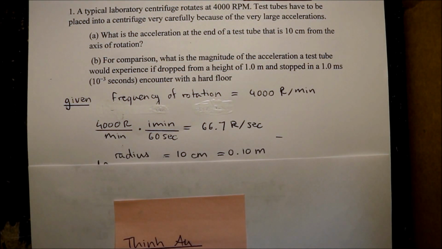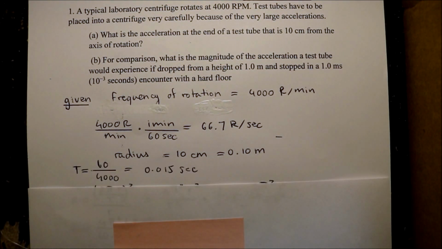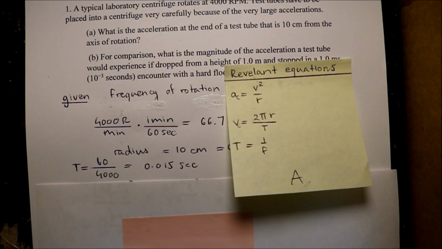Next, we have the radius. The radius given is 10 centimeters, or 0.1 meter. We have the period. Since the period is the reciprocal of the frequency, we have 60 over 4,000, and 60 divided by 4,000 is 0.015 second. Now that we have identified all of our variables, let's look at the relevant equations for this problem.